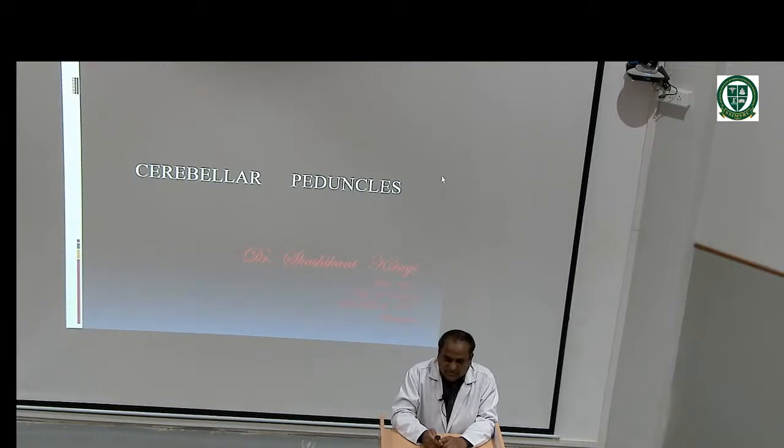The cerebral peduncles are present in the midbrain. They are made up of the tegmentum of the midbrain, substantia nigra, and the crus cerebri. All these three parts of the midbrain form the cerebral peduncle. But today, I am going to teach about the cerebellar peduncles.